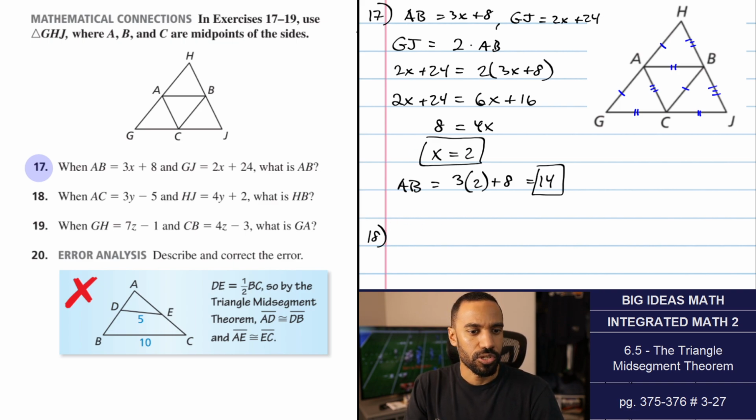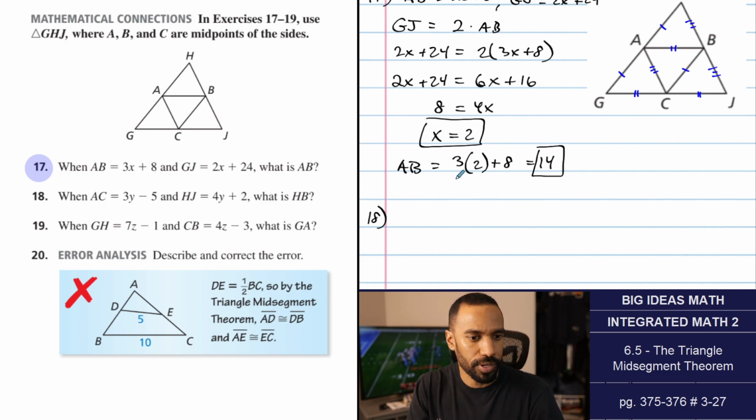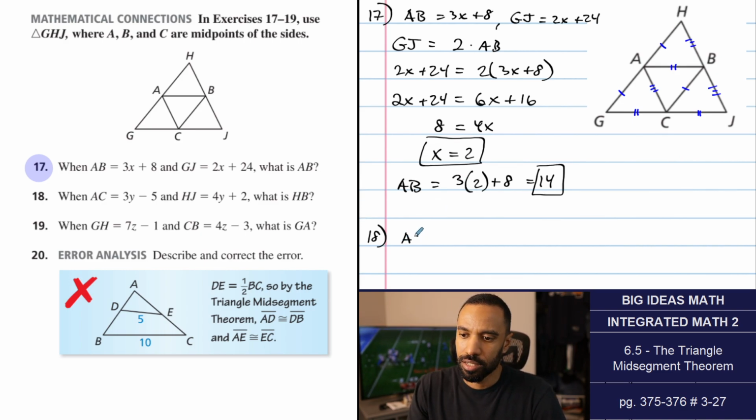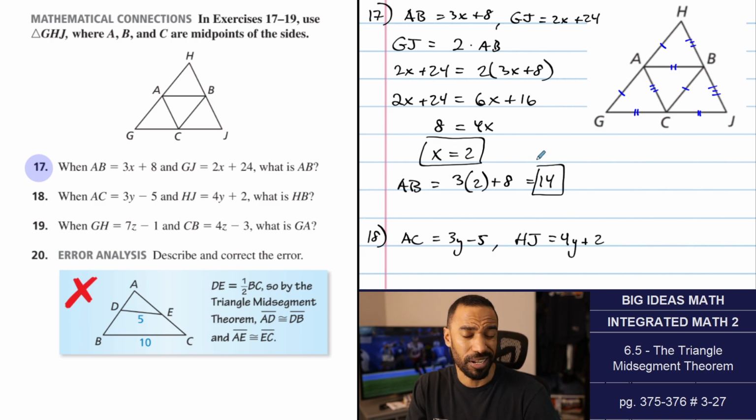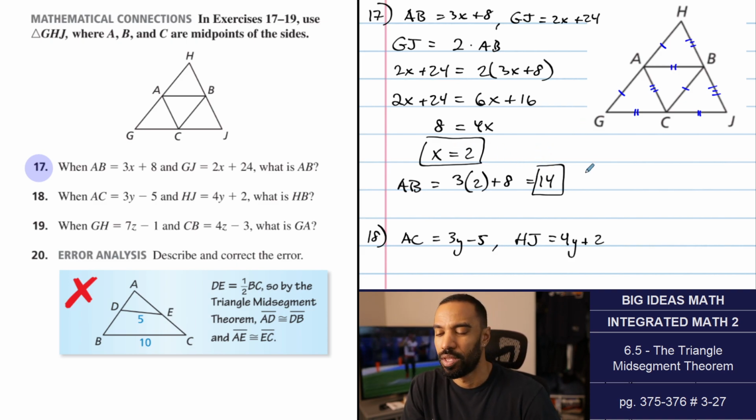All right, so that's number 17. Let's look at number 18 with the same figure. I have to write these down here. We get AC is 3y minus 5 and HJ is 4y plus 2. By the way, don't assume that we're using any of these same variables or lengths as before. I don't know if they're even going to relate, but that's okay.